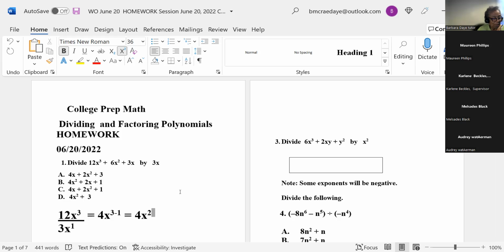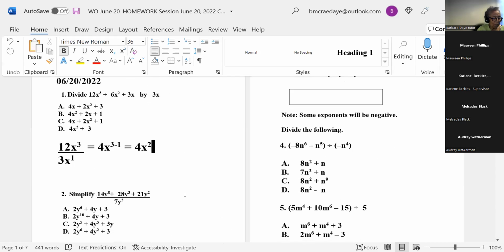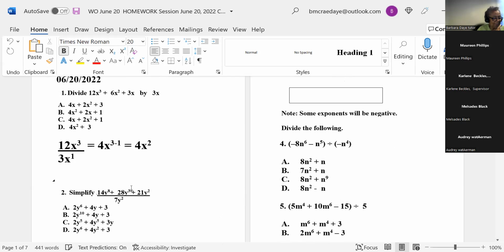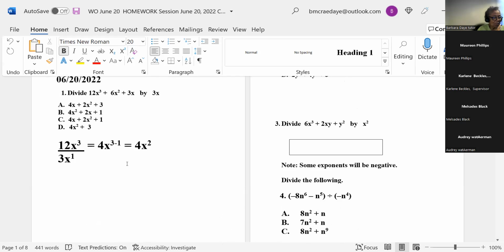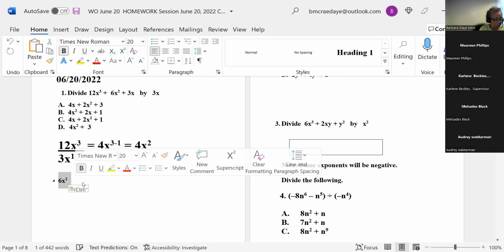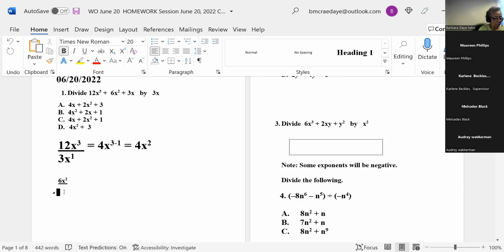So the first term, 12x to the third divided by 3x to the 1, is equal to 4x to the second. Now let's go to our second term, and that's 6x to the second, right? So let's take our 6x to the second, and we'll divide that by our monomial, that's our 3x, right? So put the 3x here.